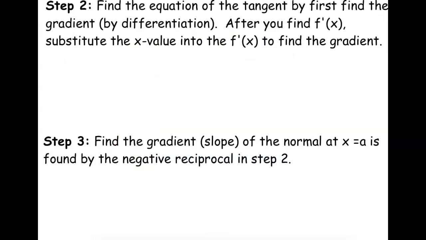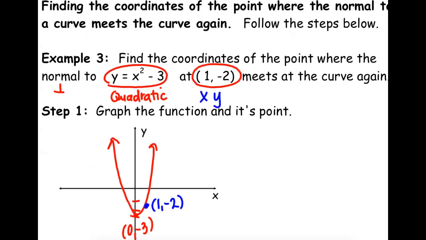Step 2 is we want to find the equation of the tangent line by first finding the gradient by differentiation. After you find that derivative function, you're going to substitute the x value into that derivative function to find the slope. So if we go back, we want to find the slope of the tangent line at that point. We've done this already in prior lessons.